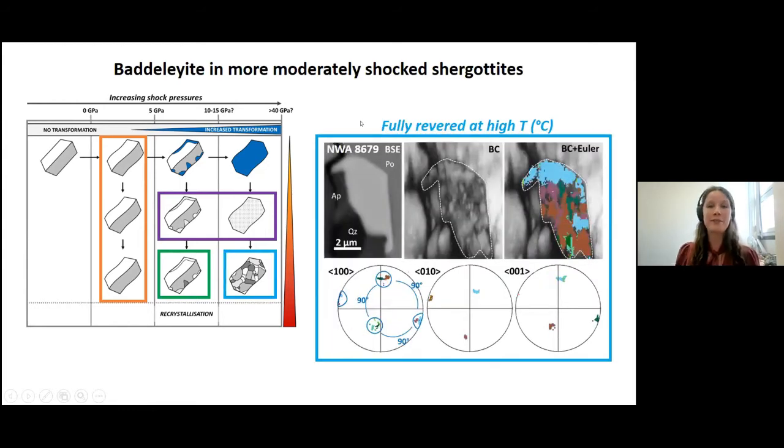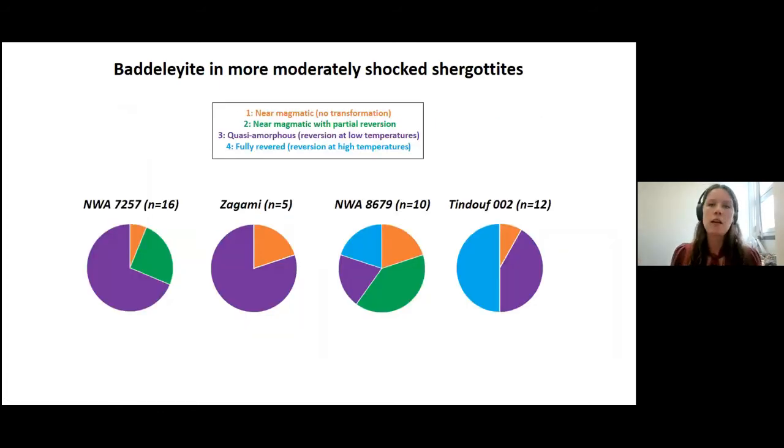And we occasionally see this for the entire grain also. This is an example in NWA 8679. Unfortunately, this one wasn't big enough to date. But what you see is the entire grain shows these distinct monoclinic clusters with orthogonal orientation relationships. And this is complete transformation of your grain and reversion at temperatures sufficient to nucleate significant micron scale monoclinic zirconia. So these are our 4 groupings. So if we put these together, this is what we see. Sorry for the pie charts.